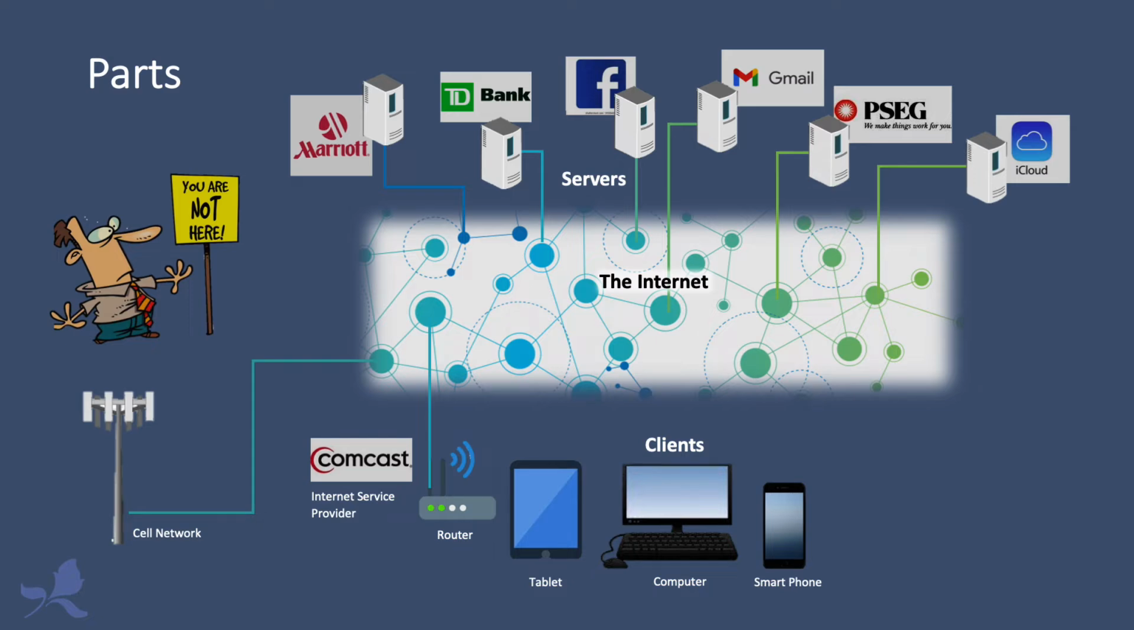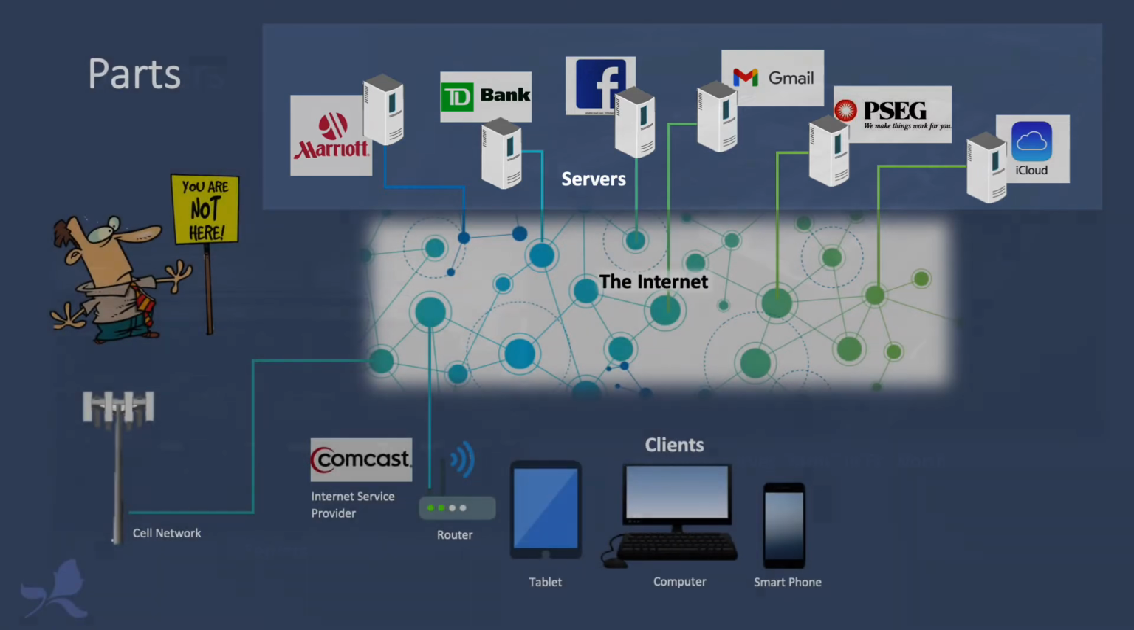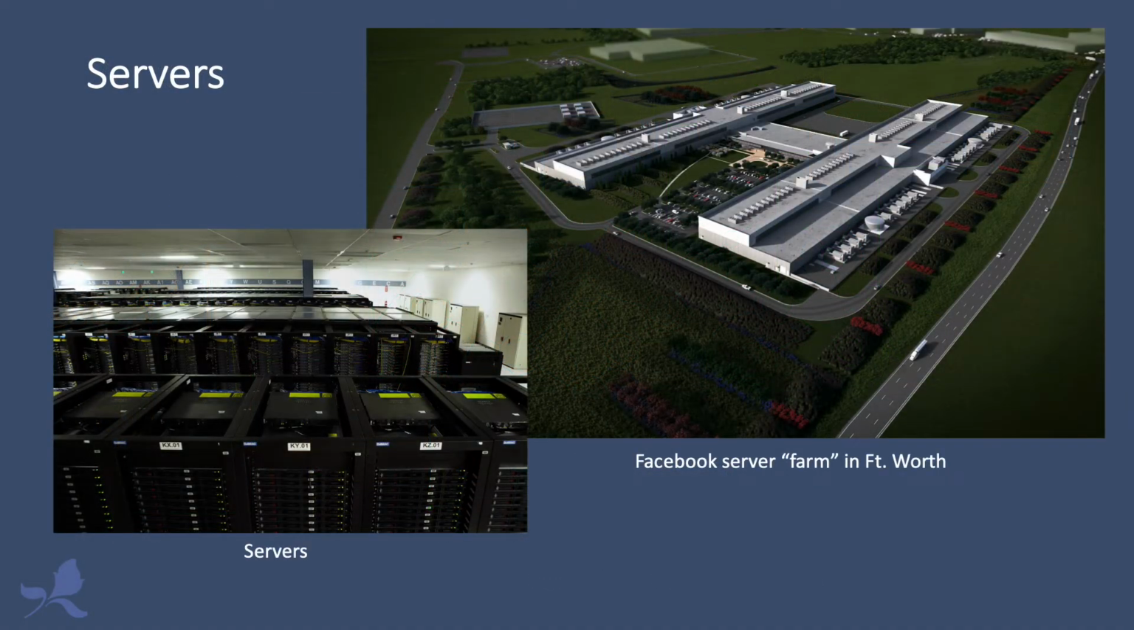The internet world comprises servers, which are huge computer farms that provide the data we want to access. I've shown several servers in our example, including Marriott Hotels, TD Bank, Facebook, Gmail, Public Service Electric and Gas, and iCloud. Here's an example of one of the server farms. This one belongs to Facebook and is located in Fort Worth, Texas. These farms are huge and inside contain hundreds, if not thousands, of individual computer servers.